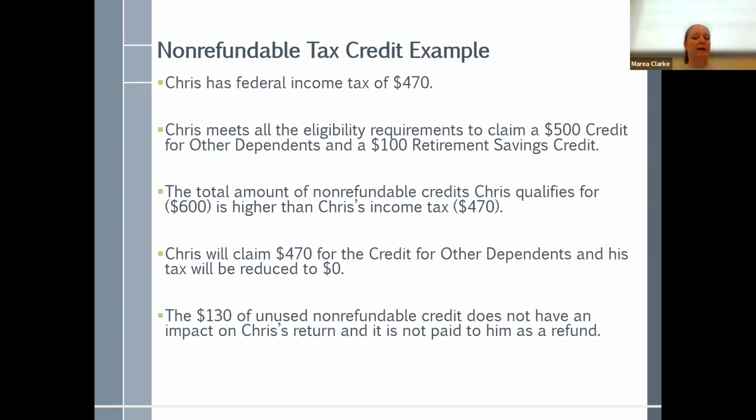Let's imagine Chris has federal income tax that he owes of $470. He meets the credit requirements to claim a $500 credit for other dependents and a $100 retirement savings credit. The total amount of his credits is $600, which is more than the tax that he owes of $470. So he uses those credits to reduce the tax down to 0, but that $130 of extra credits just goes away. It doesn't do anything for him. He doesn't get paid a refund. It doesn't help him in any way. It doesn't carry over to next year. It's just done. But he doesn't have to pay any tax, so that's great.